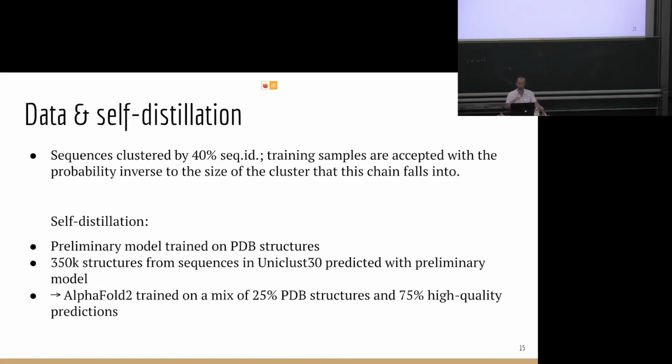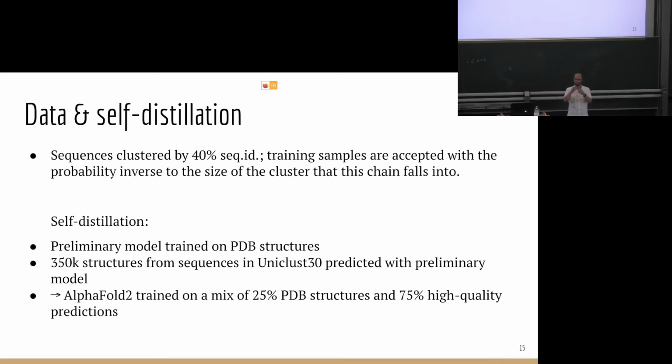Now, what AlphaFold does is they're not completely throwing out everything else than the cluster representatives. So they are clustering by 40% sequence identity, but they're keeping all the sequences, and then during training, they're randomly sampling sequences from their training set with a probability inverse to the size of the cluster that they're in.